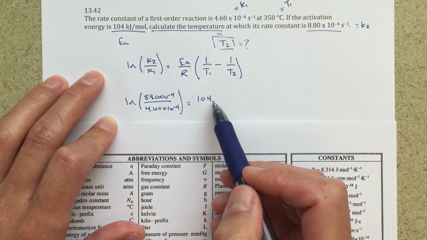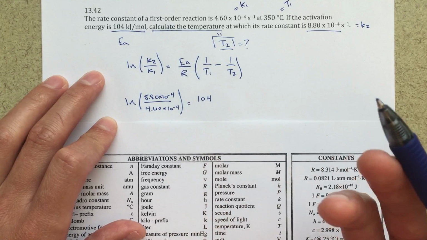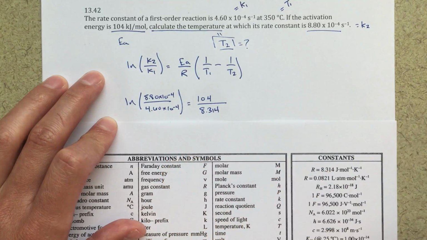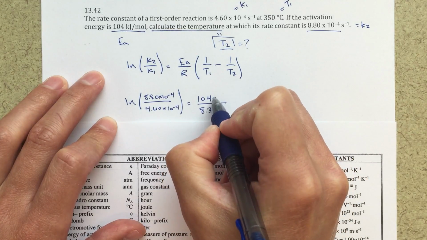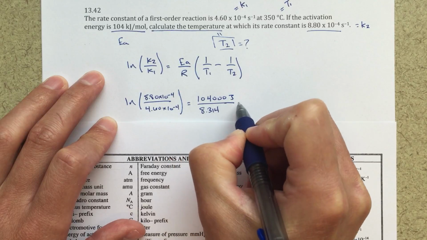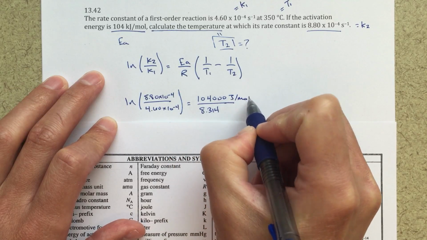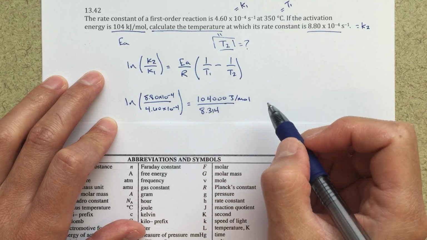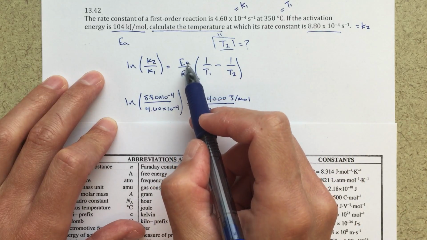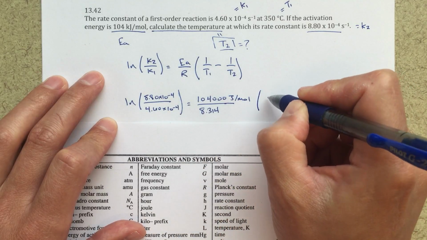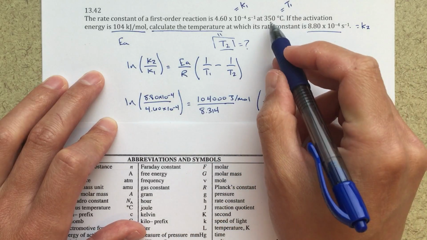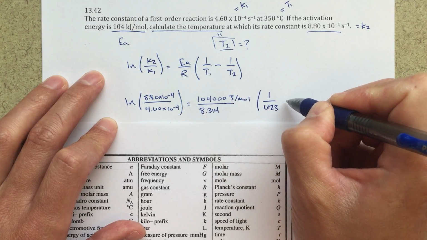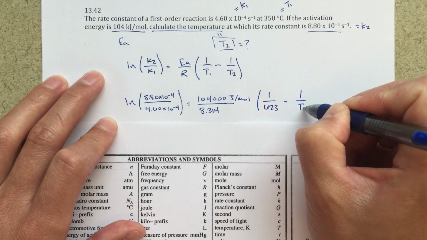Since this is given in kilojoules, and I've got E A over R, it stands to reason I want to use the 8.314, because it has units of joules, and I'm going to convert this activation energy into units of joules as well. So joules per mole, multiply that by 1,000. That's going to be the activation energy that I want to use for this E sub A over R. Now I've got 1 over T1. My T1 is 350 degrees Celsius. We're going to convert that to Kelvin, so 623 Kelvin, minus 1 over T2.